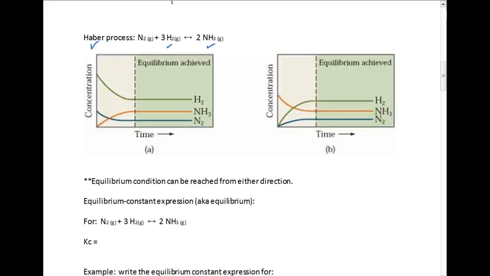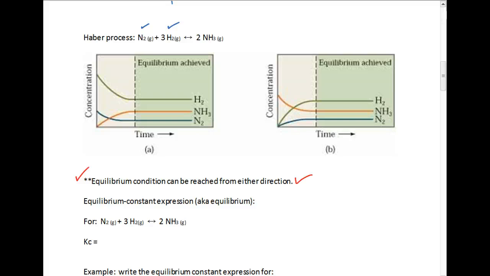Now, what scientists found was when they reacted nitrogen and hydrogen, they could only get so much ammonia produced, and there would still be nitrogen and hydrogen present in a reaction vessel. It wouldn't go to completion, and so this is where this idea of equilibrium occurring comes in. Something we need to keep in mind, and this is really important, is that equilibrium can be reached from either direction. Let's talk about what that means.